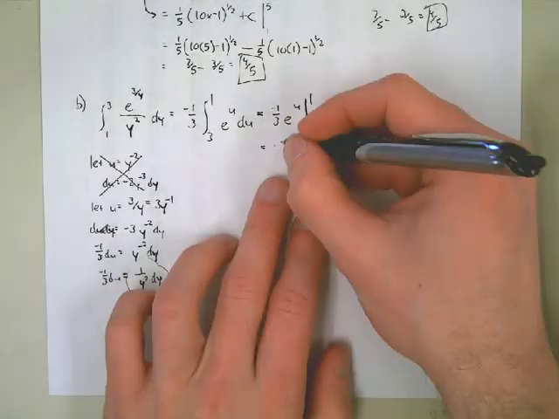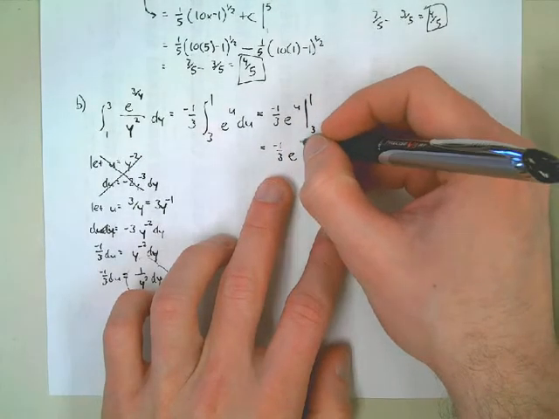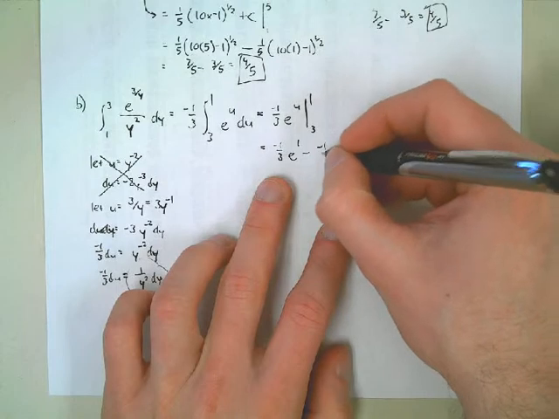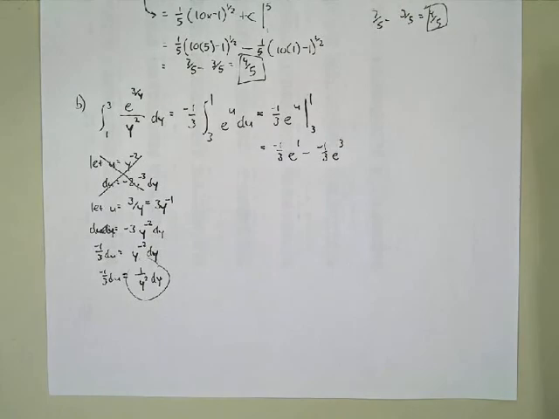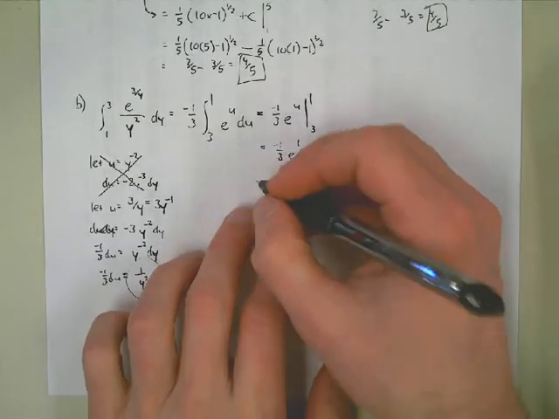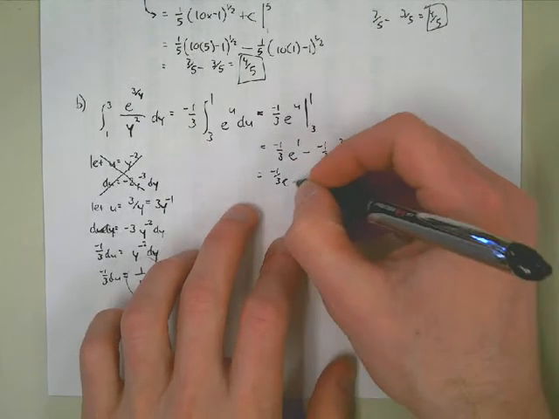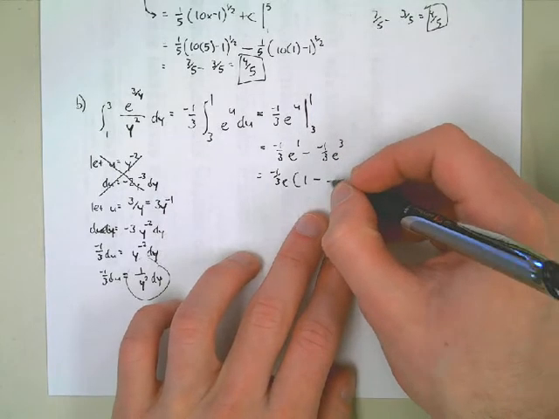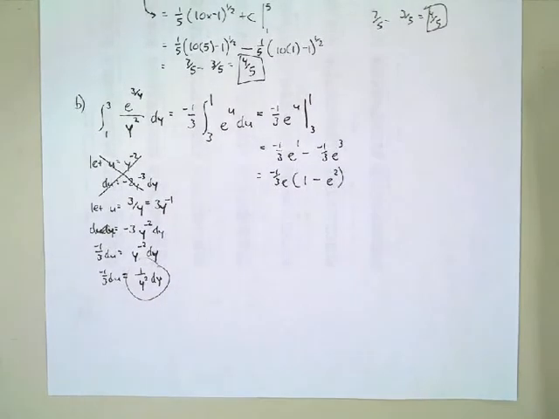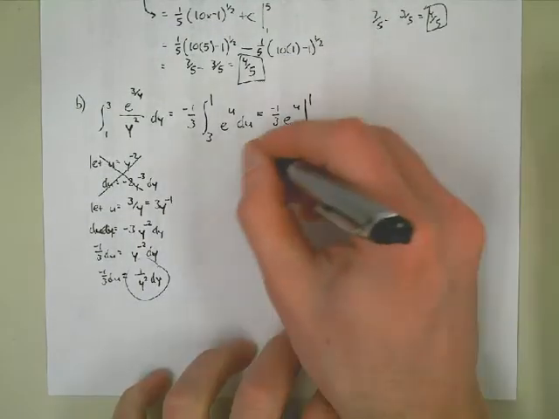So negative 1/3 e to the 1 minus negative 1/3 e to the 3. All right, and we really can't simplify much more than that. You could factor out a negative 1/3 e if you wanted to. So we could say something like negative 1/3 e, and then it'd be 1 minus e squared. If you wanted to do that, but you don't have to factor it. Either one's fine. Okay. We're done, good to go.